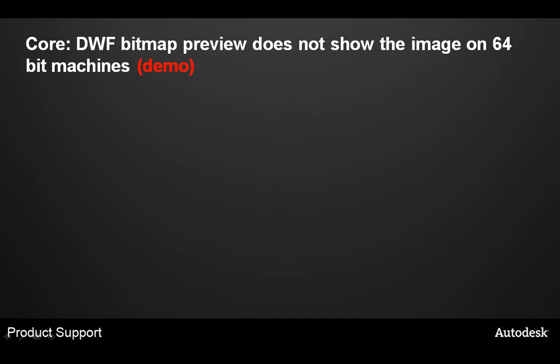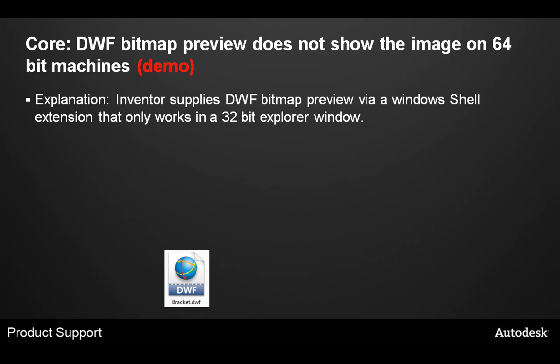Here is another tip about DWF preview images. It has been reported that the DWF bitmaps don't show up in Explorer on 64-bit machines. So you get a situation like is shown on the bottom here, where you have a bracket.dwf and a very generic bitmap icon. The explanation is that we use a 32-bit version of our Windows shell extension to treat those images. So 32-bit and 64-bit clearly do not work together here.